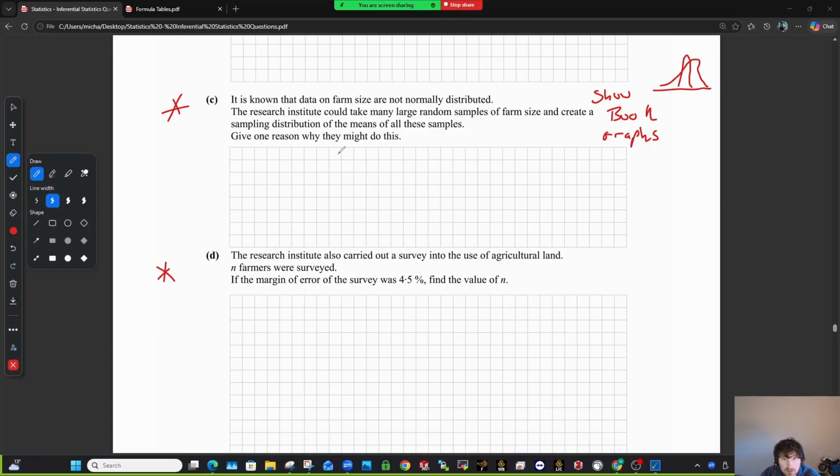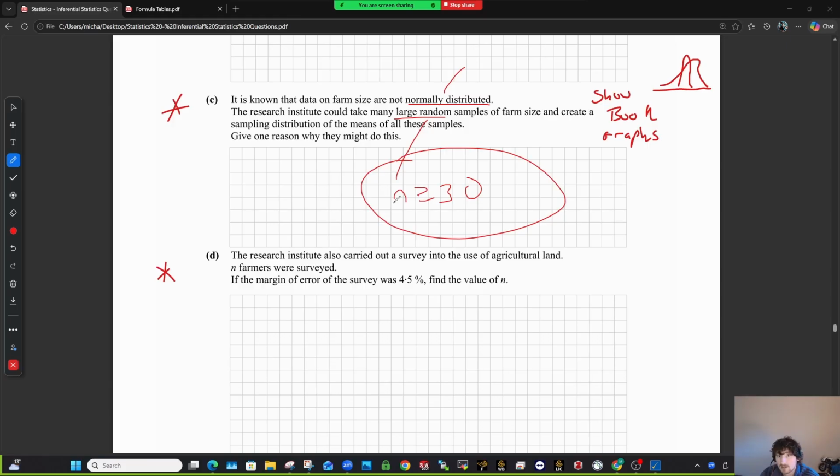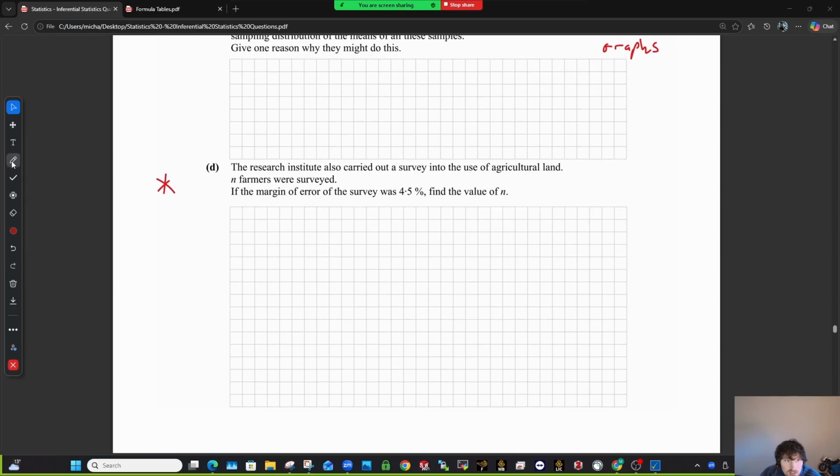Give one reason why they might do this. So they need the large samples, n greater than or equal to 30, because the parent population is not normally distributed. So for their distribution of sample means to be normally distributed, they have to take the large samples. Okay, great. Now we've got a little simple question down here in D. Pause the video, give it a go.